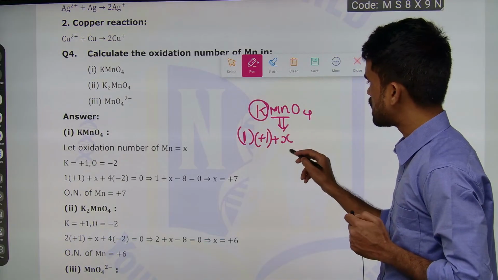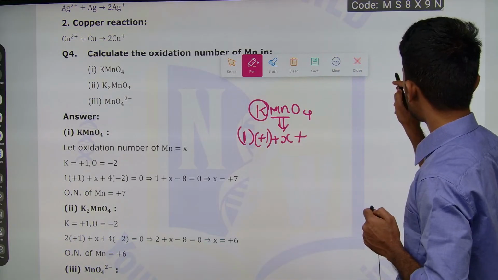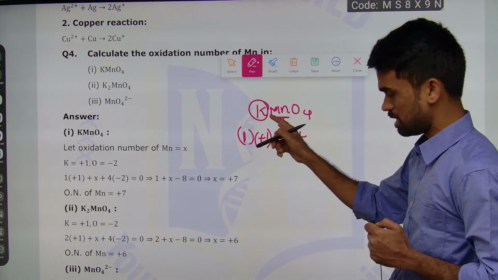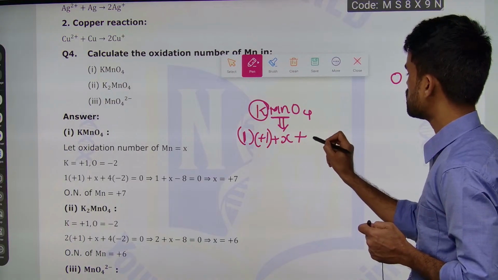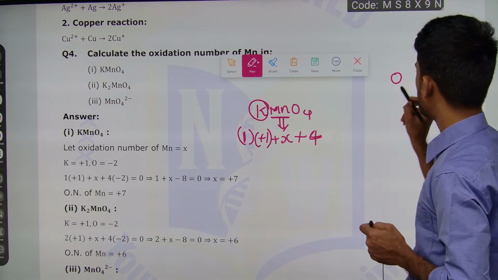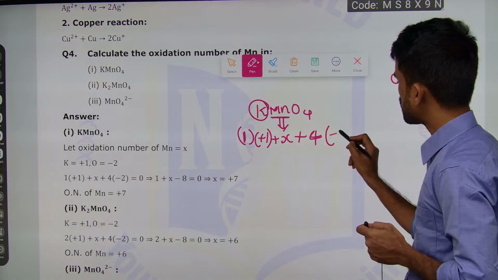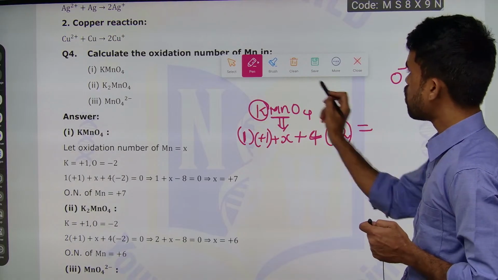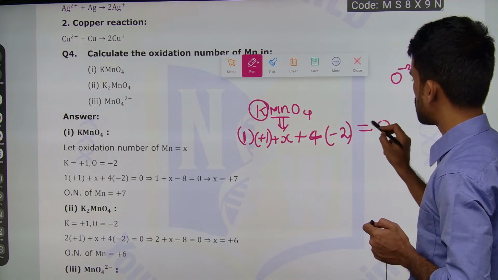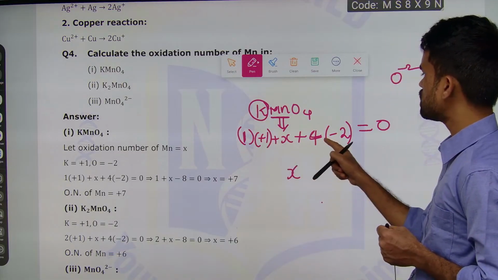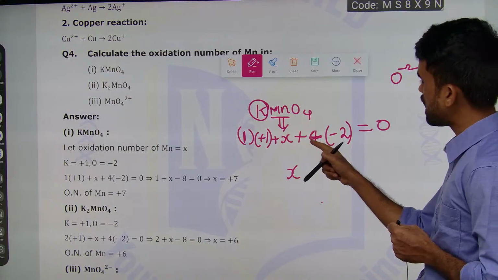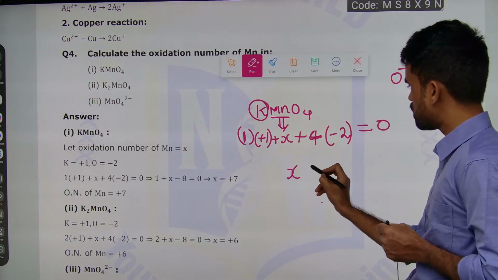For manganese, let us say X is the oxidation state, and we know oxygen is more electronegative than these other two elements. There are 4 oxygens, and each oxygen in oxide form is -2. The overall molecule is neutral, so equate it to 0. This is +1, this is -8, so it becomes -7. If you send this to the other side, it becomes +7.